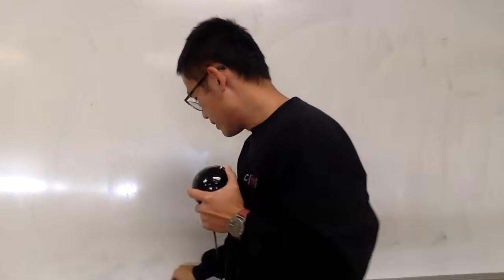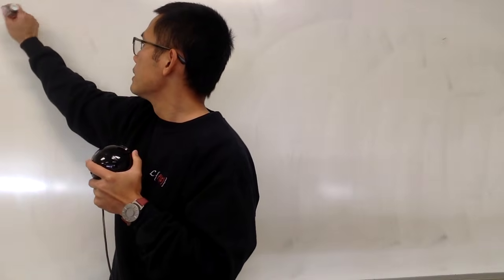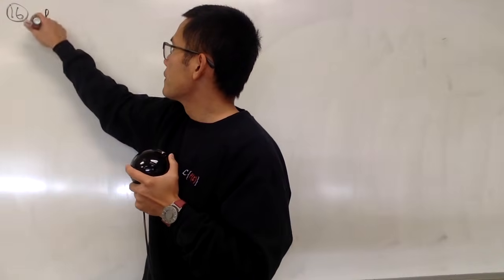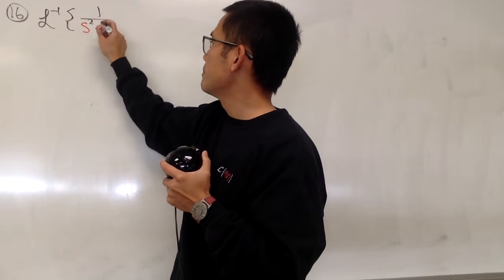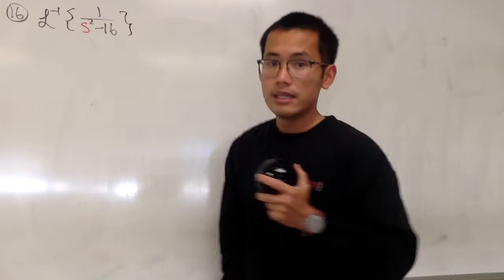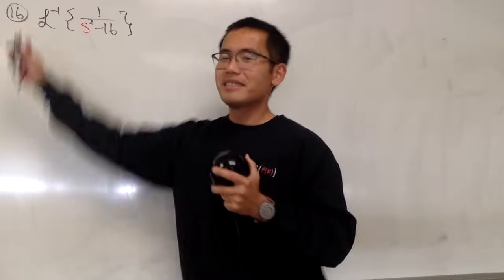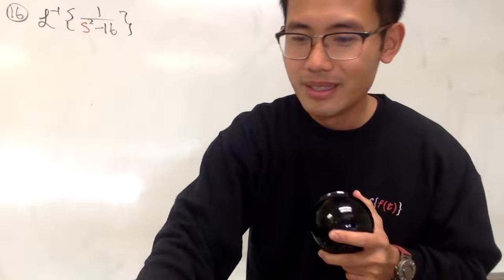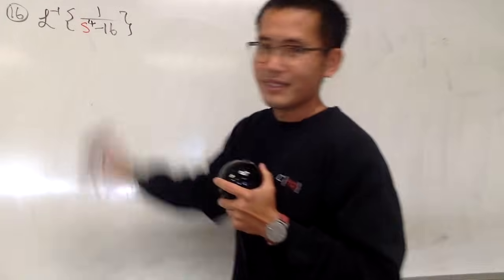All right, number 16. Inverse Laplace of 1 over s squared minus 16, like that. Oh, it's just a coincidence. 16, 16. I didn't prepare that. Actually, it's not. That's to make a harder one. Of course, s to the fourth power, right? Otherwise, the partial fraction will be too easy. s to the fourth power, right?